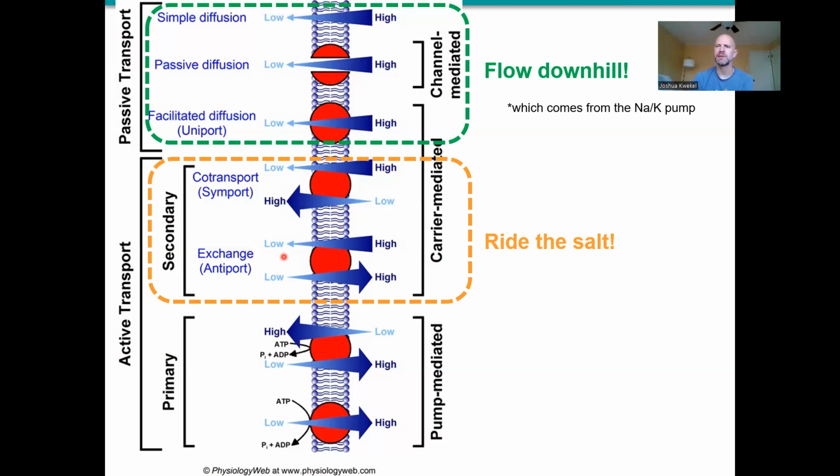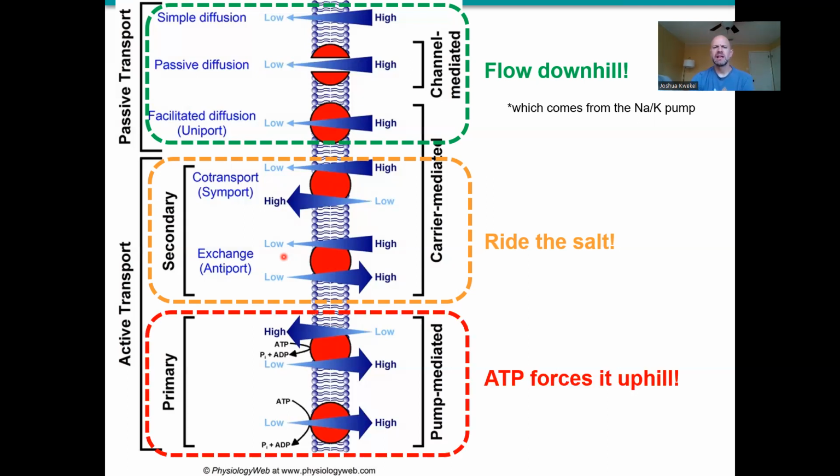That's the concept here. The big guy is moving down its concentration gradient, and the little person walking in has a free ride. So ride the salt. The salt is already moving. Let's just follow and use some of that energy. The last category here is ATP forces it uphill. ATP forces uphill. This is what we call primary active transport versus secondary active transport.